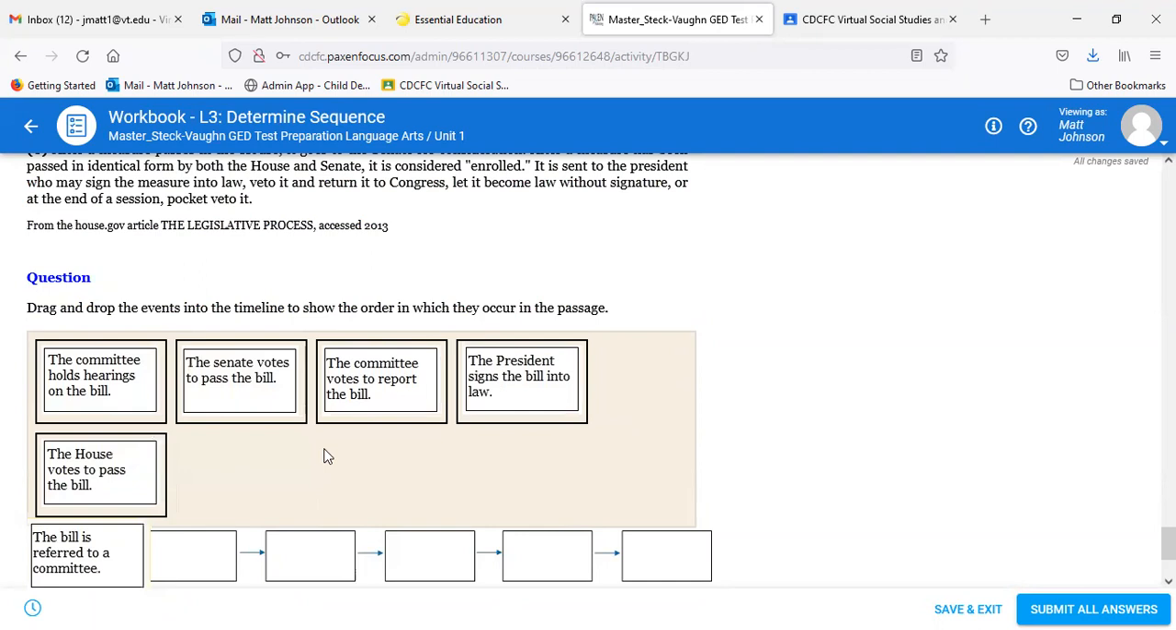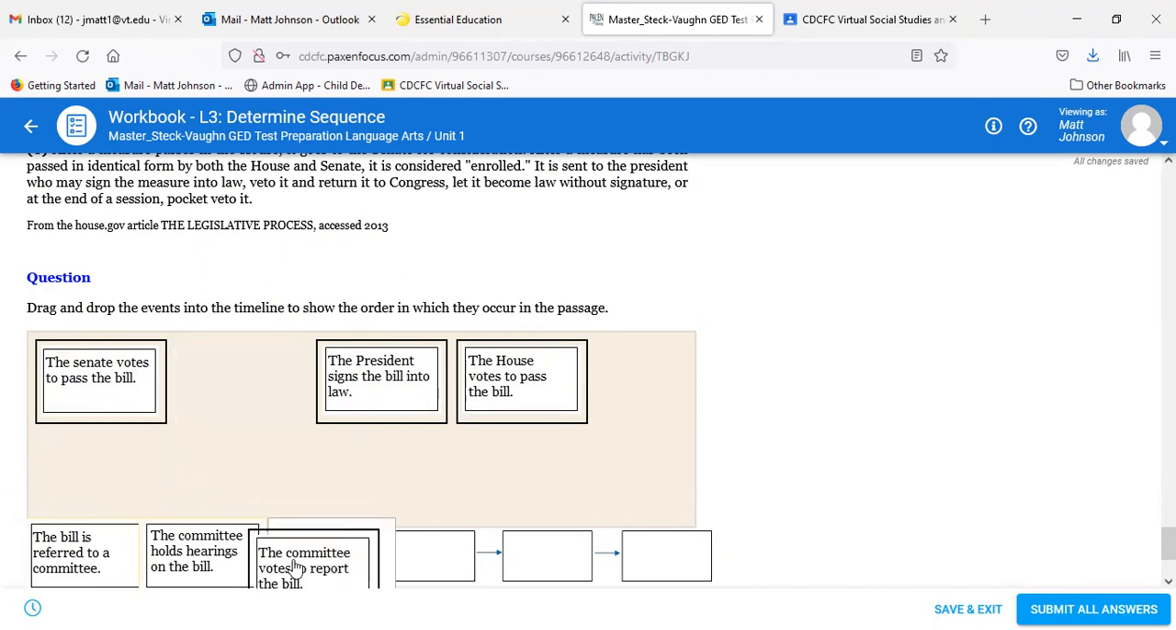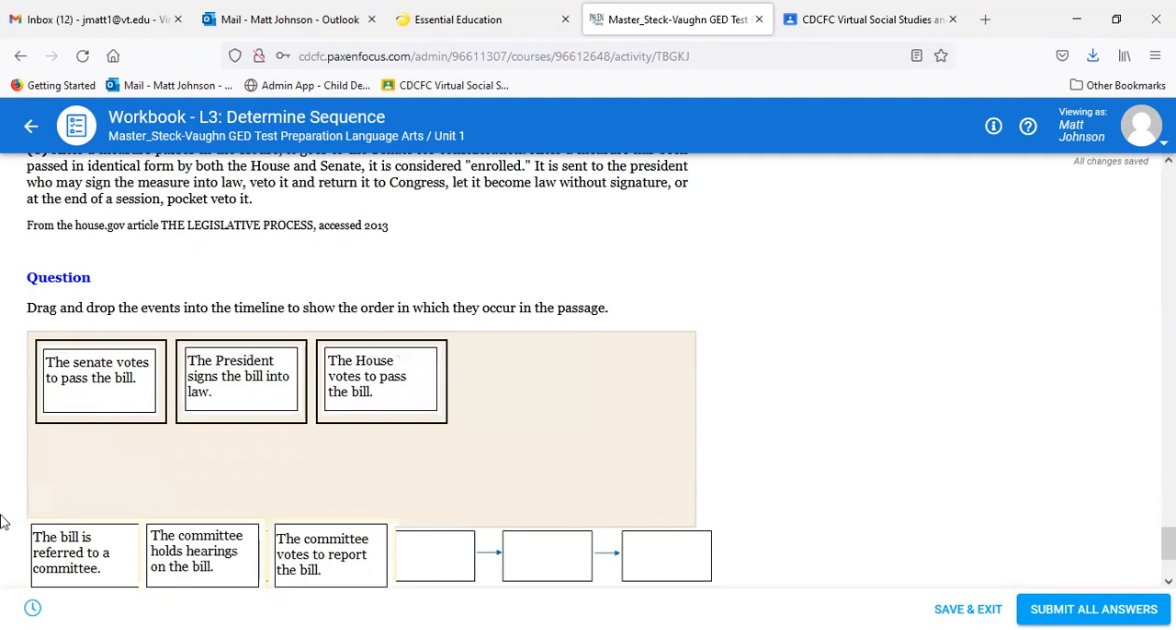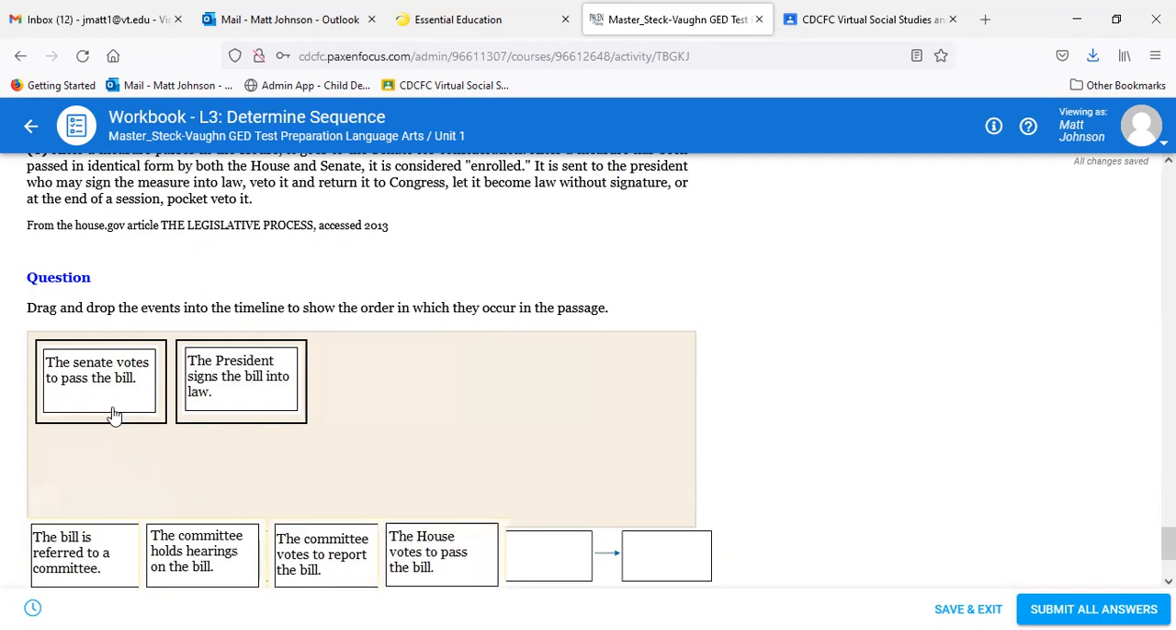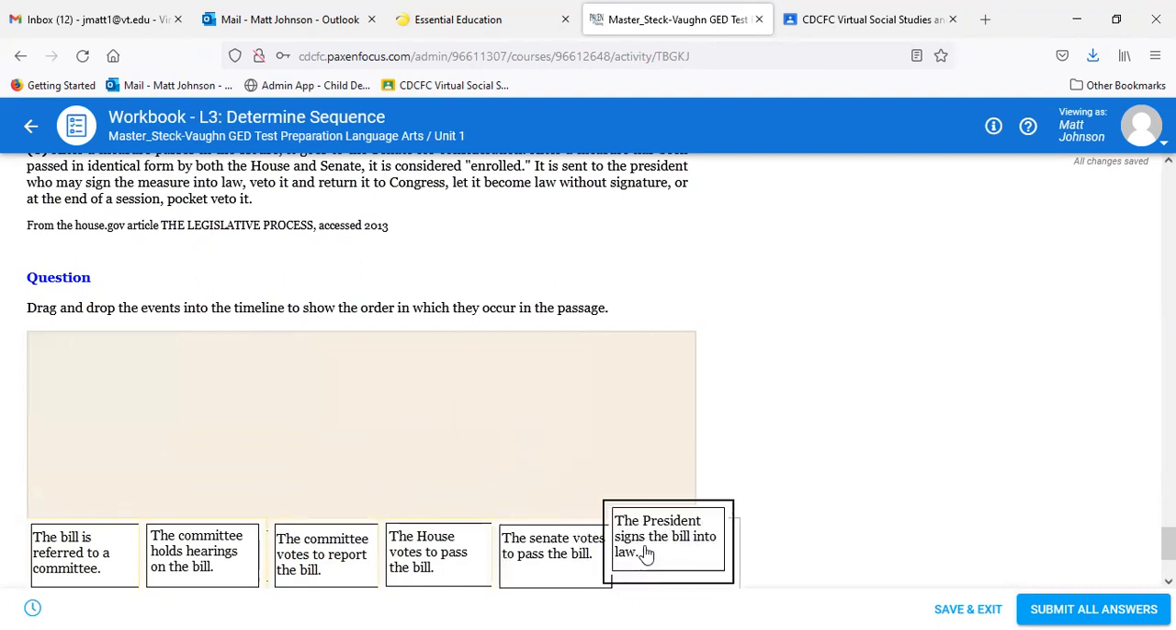And then the committee holds the hearing on the bill? Committee holds the hearings on the bill. Very good. And then the committee votes to report the bill? Very good. And then the House votes to pass the bill? Yep. And yep. Then the Senate votes to pass the bill, and then it goes to the president. There you go. Perfect. So there's your civics lesson for the day too.